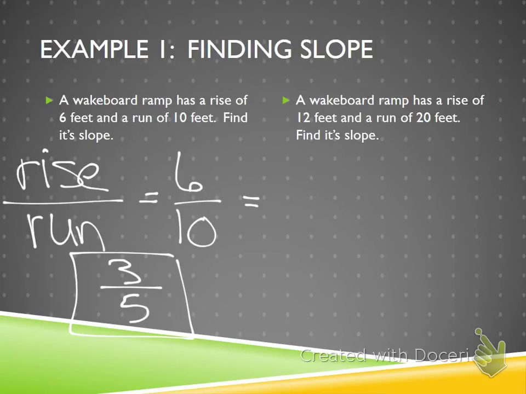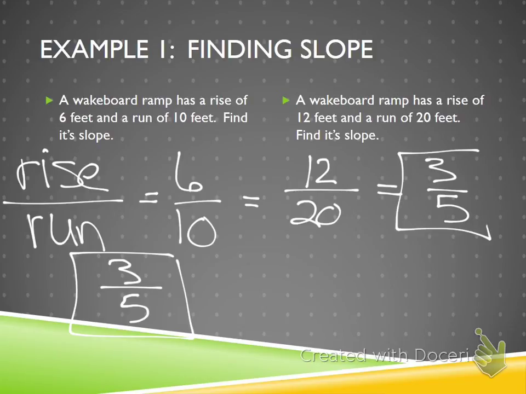So 12 over 20, and what's it going to be? 3/5 again? Just coincidence. So finding a slope.